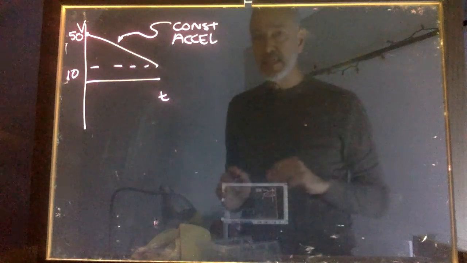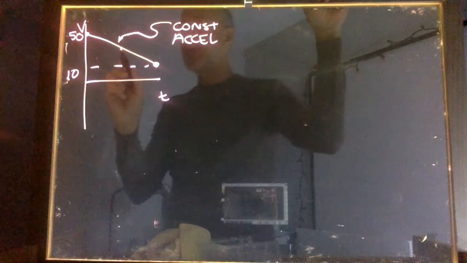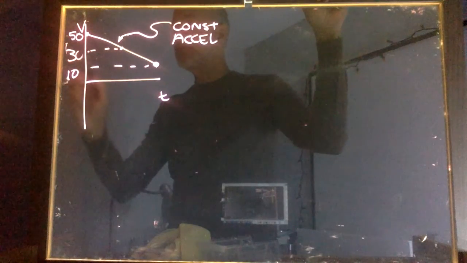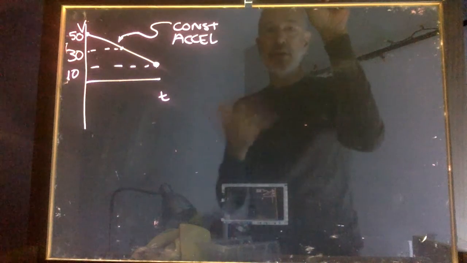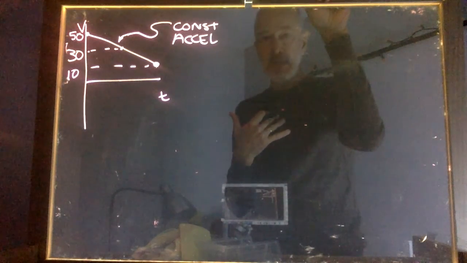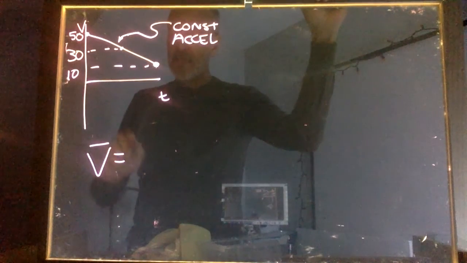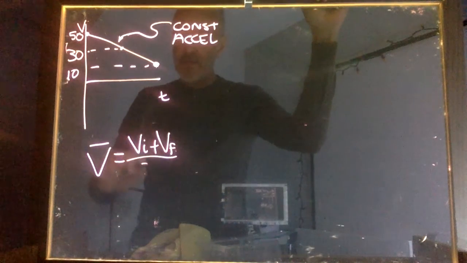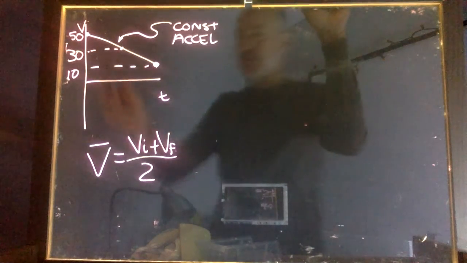If that's the case, then geometry would tell us that the average would be the average of the initial and the final. If I'm averaging your height and my height, we add them together and divide by 2. So V average is going to be Vi plus Vf divided by 2. Okay, it's the average of those two.